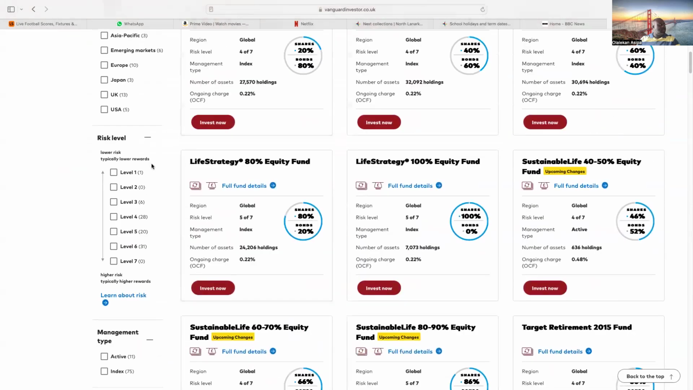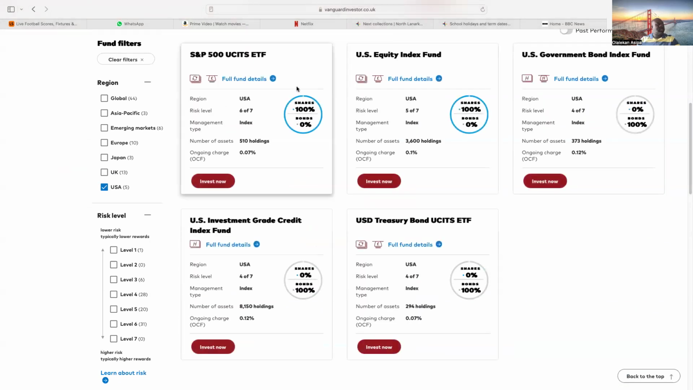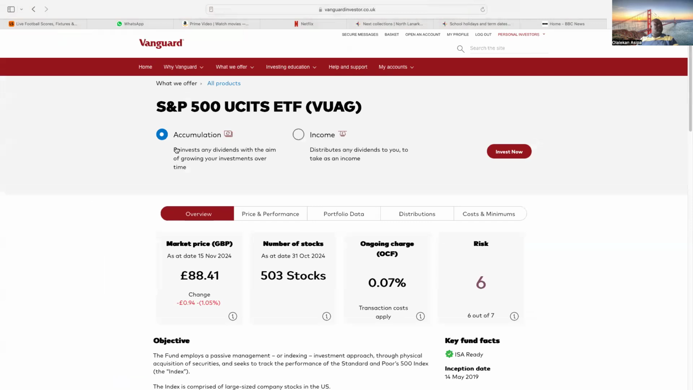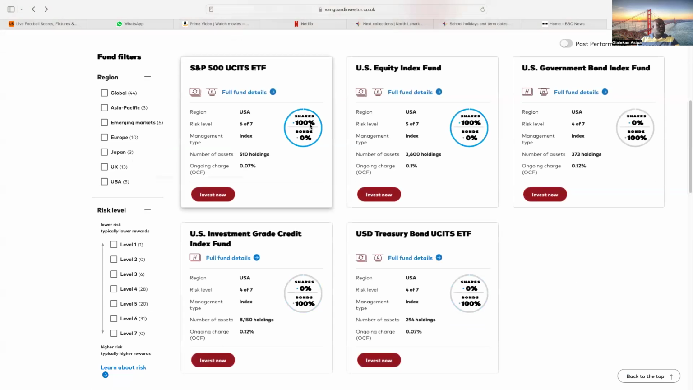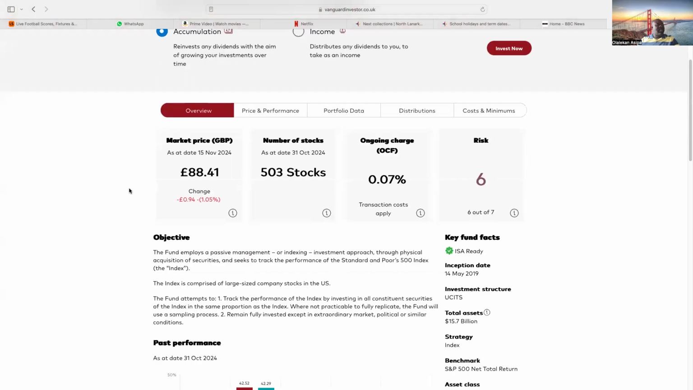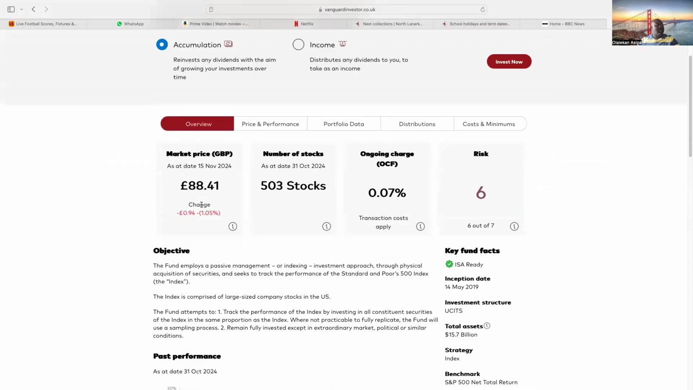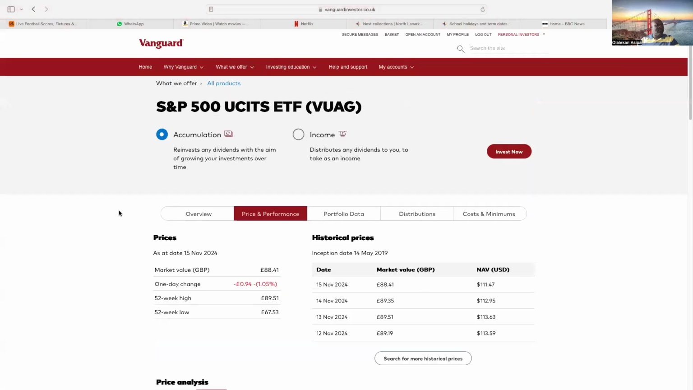Now, the S&P 500 is majorly based in the US. So this is the S&P 500 fund. I've filtered it to show just the US funds. Let me quickly go back. If you look at that, it's 100% shares, 0% bonds. So if I go in again, the S&P 500 has also been doing well over time, and I've heard lots of financial advisors recommend the S&P 500.